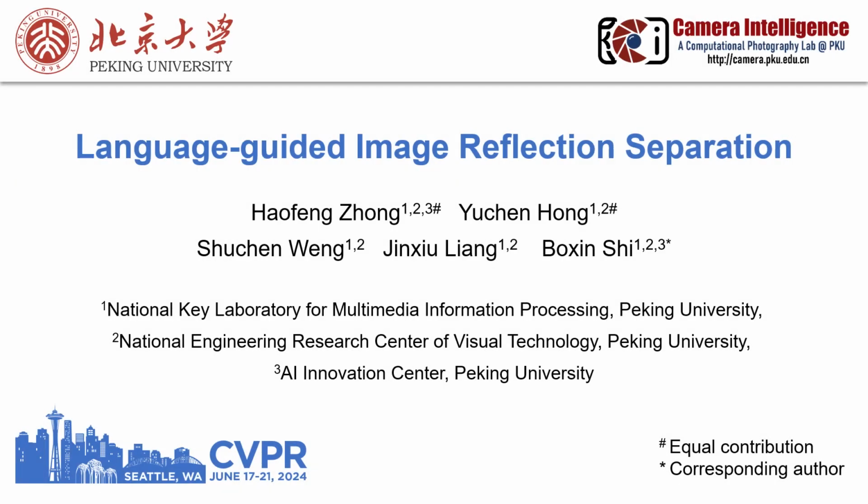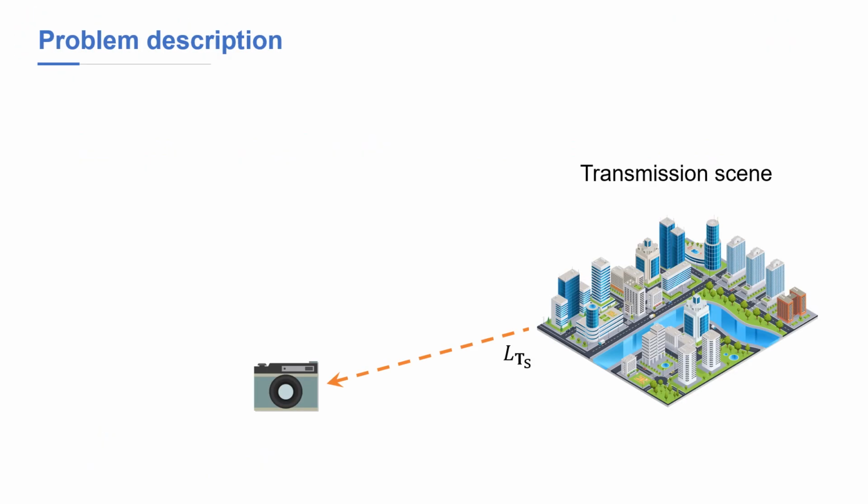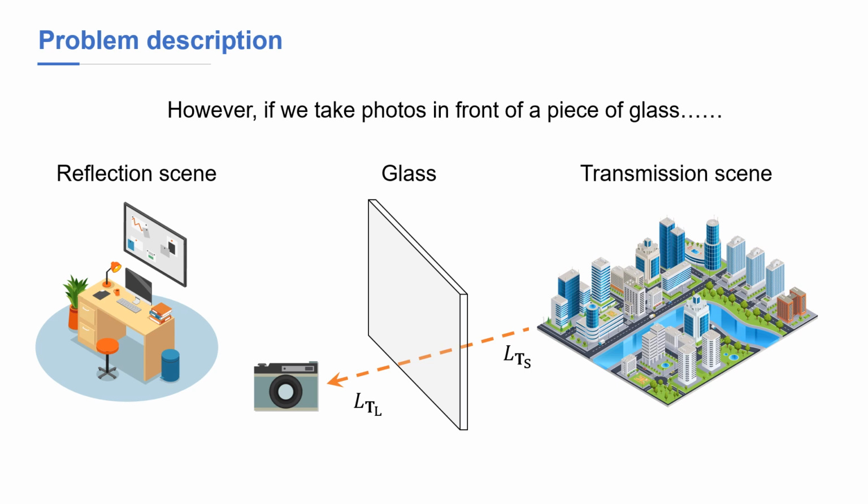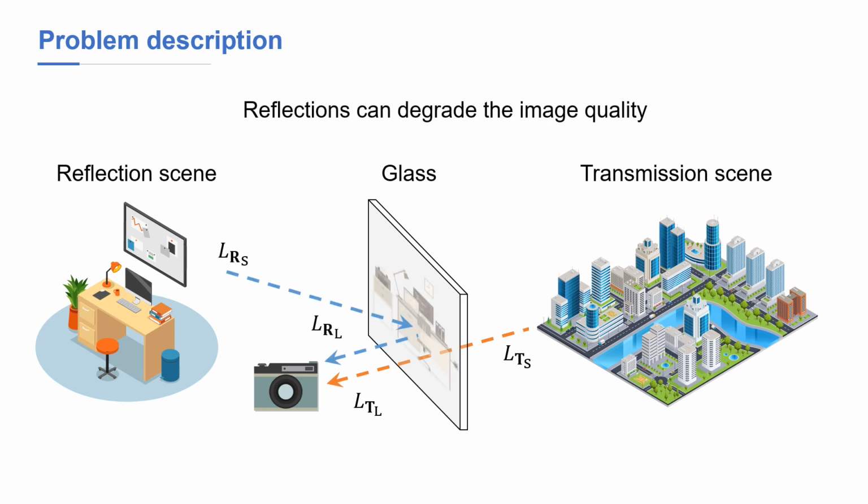We present our work, language-guided image reflection separation. When taking photos of a scene with a camera, we can typically get a clear and clean image. However, if we take photos in front of a piece of glass, the presence of reflections can significantly degrade the image quality of captured images and disrupt downstream computer vision tasks.